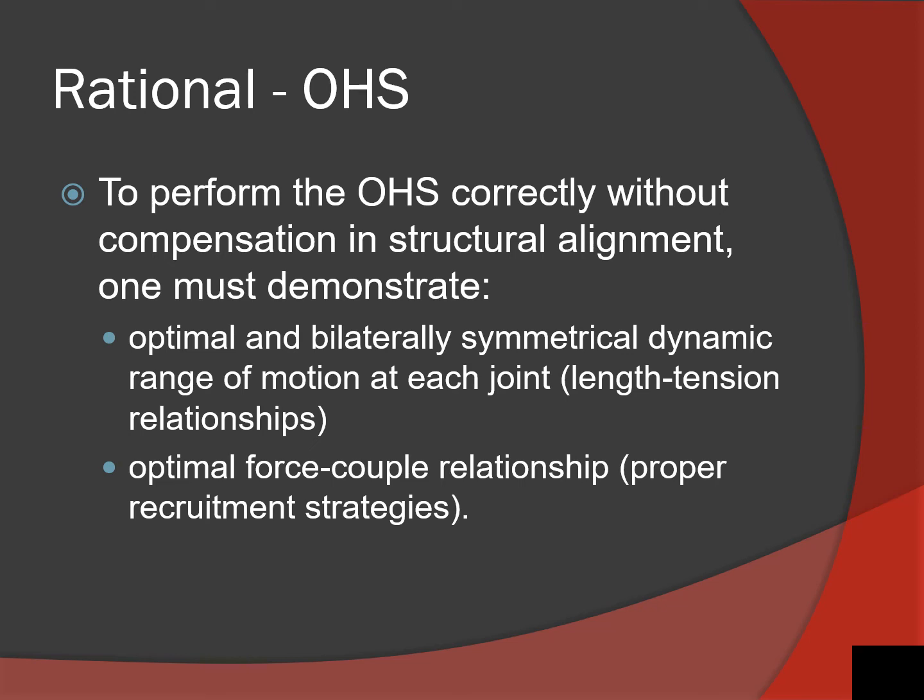If the length-tension relationship is off, you will see an asymmetrical movement as opposed to a symmetrical movement. And we're also looking at optimal force coupling relationship, and this is the ability of the body to properly recruit muscles according to the movement pattern needed. So are the muscles turning on and off? Do you have that reciprocal and autogenic inhibition that is working? Do you have the length-tension relationship that is working in order to see this good overhead squat maneuver?